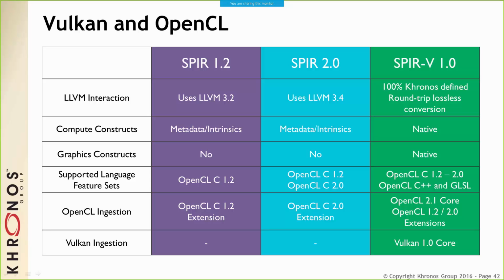Now this is a core feature in OpenCL, from OpenCL 2.1, and it's also a core feature in Vulkan 1.0. So this isn't an optional thing. And as mentioned, that's the only way you can develop a shader for Vulkan. You have to develop it and submit it to the driver in SPIR-V.